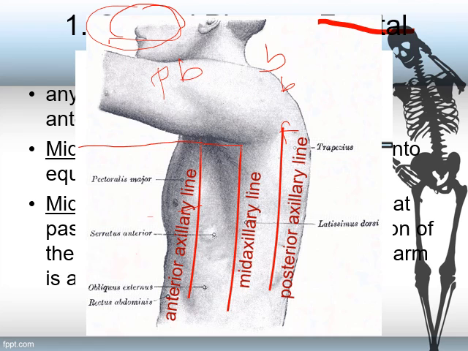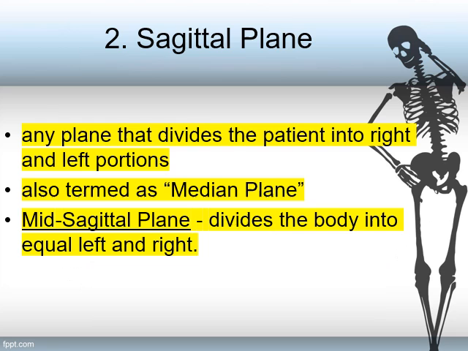That is the mid-axillary line. Still, it divides the body into front and back, or the anterior and the posterior. So this is the posterior axillary line and the anterior axillary line. Okay, so that is for the coronal, the mid-coronal, and the mid-axillary plane.